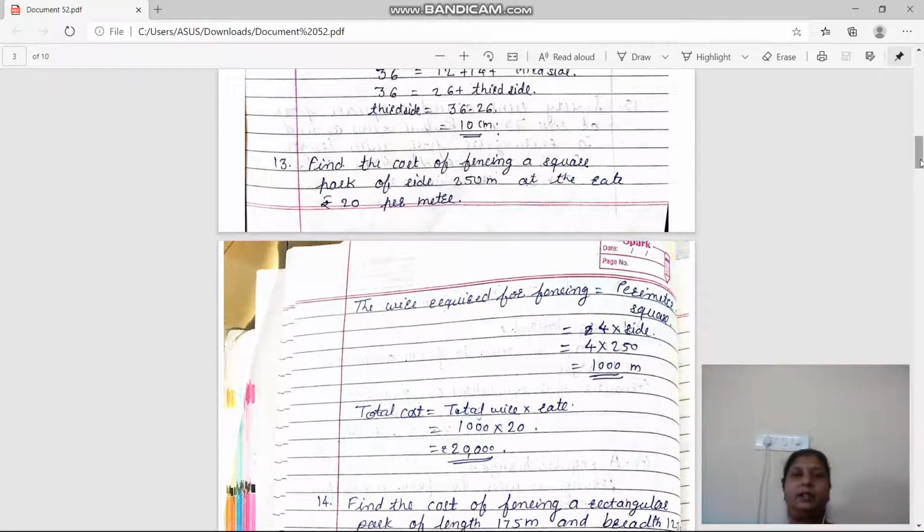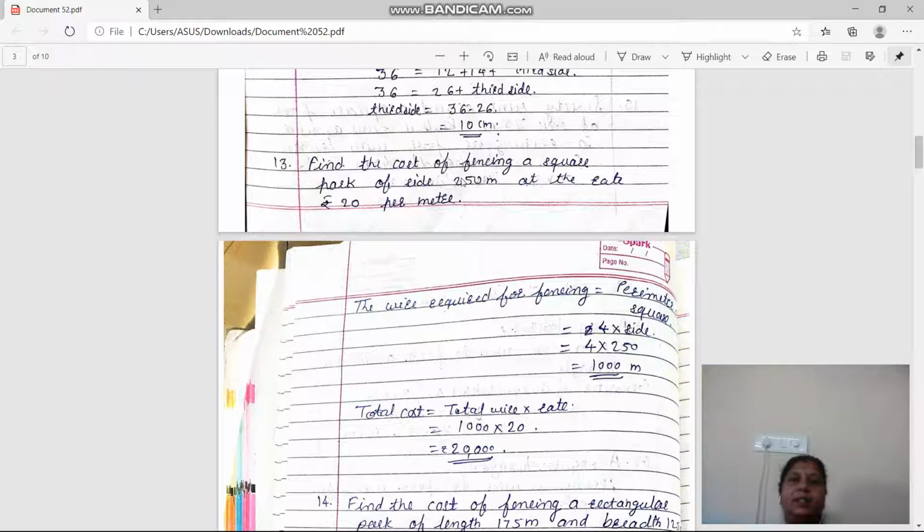Find the cost of fencing a square park of side 250 meter at the rate of 20 per meter. Now what is the shape of the park? It is a square. So the perimeter of the square park is equal to the wire required for fencing, right? Everyone knows, when we started, we understood the definition of perimeter. So we have understood what fencing is, right? So the total wire required for fencing is equal to the perimeter of the square park. So perimeter is equal to 4 into side, right?